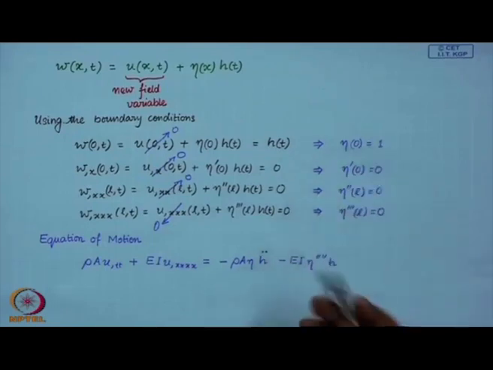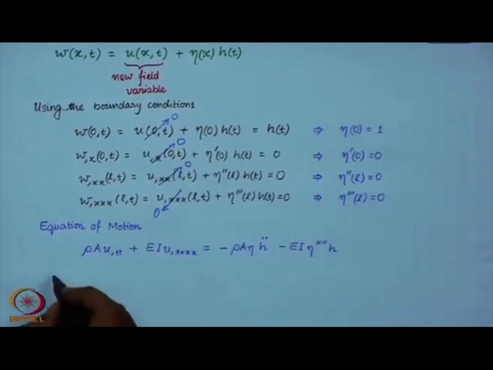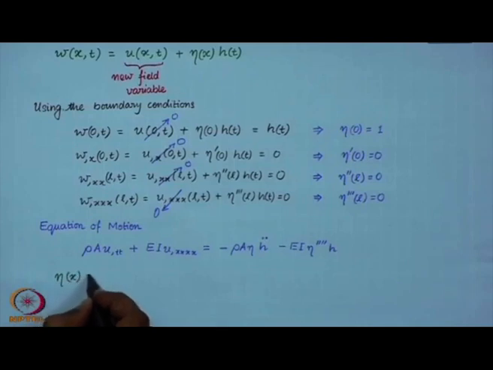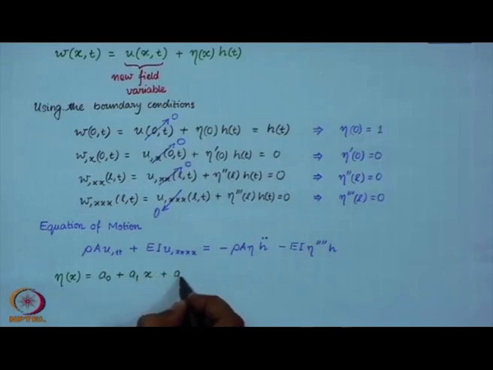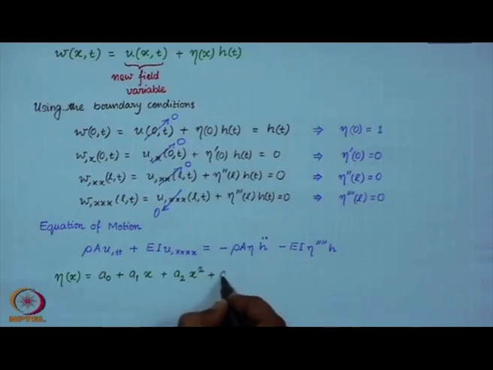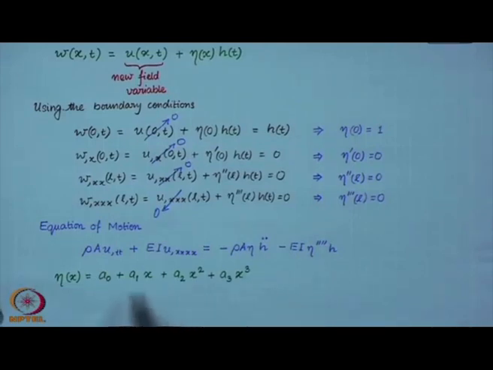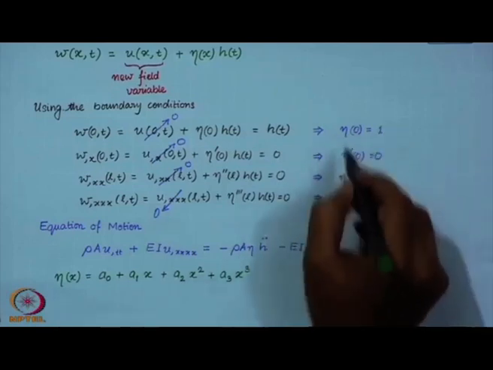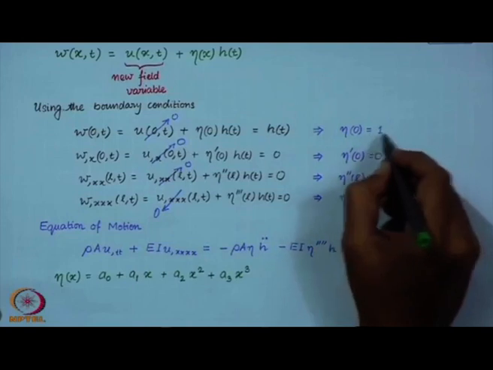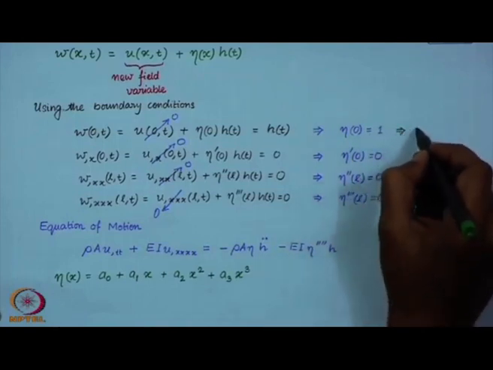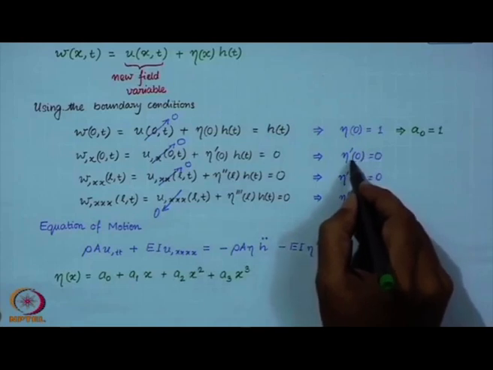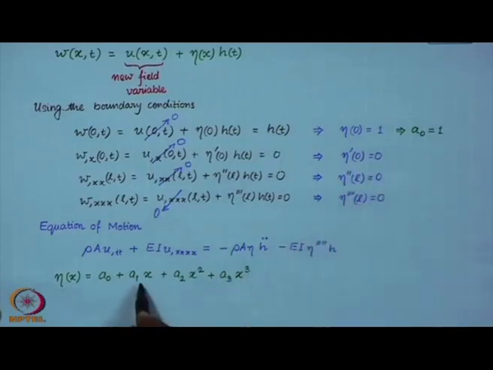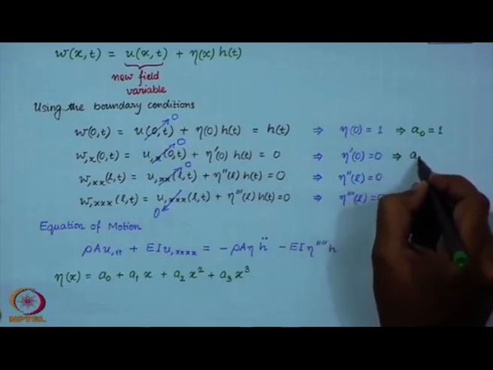Now, to keep things simple, we can consider a polynomial in this form, and if you now use these conditions, so this will imply a 0 is 1, eta prime 0 is 0. So, this will imply a 1 is 0.